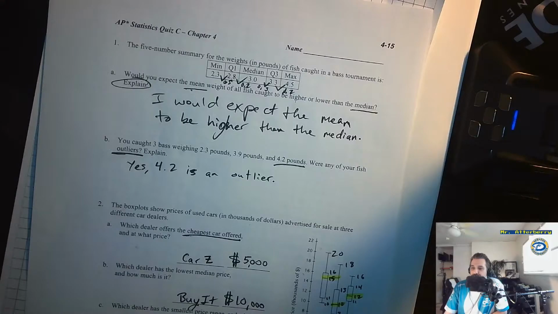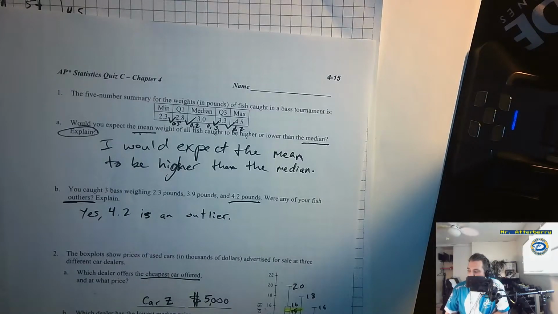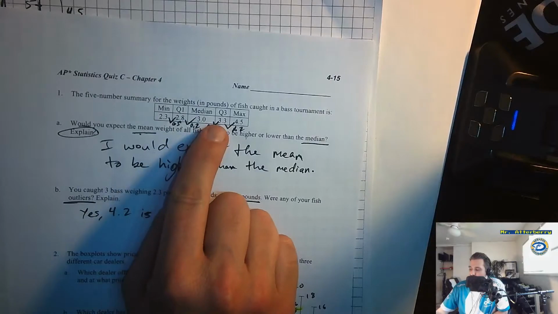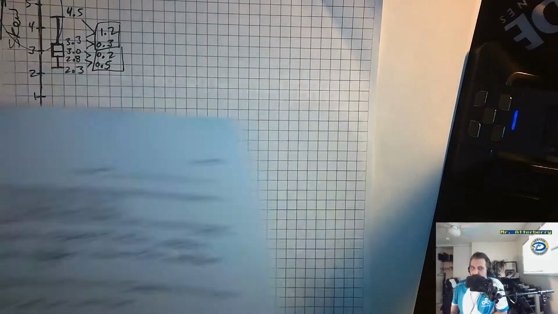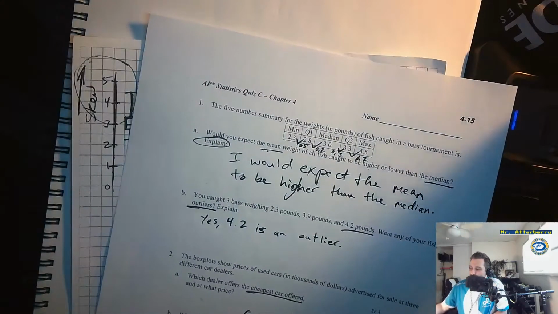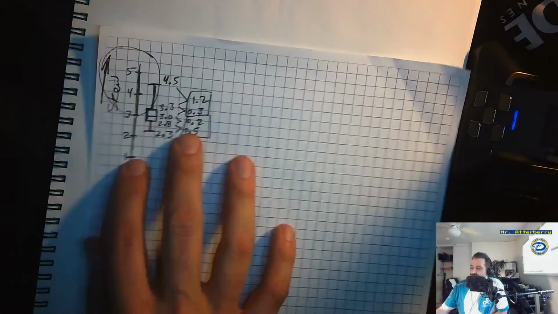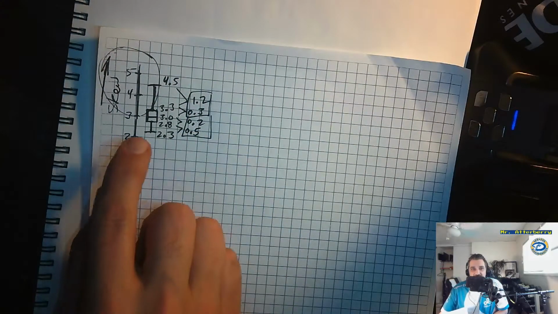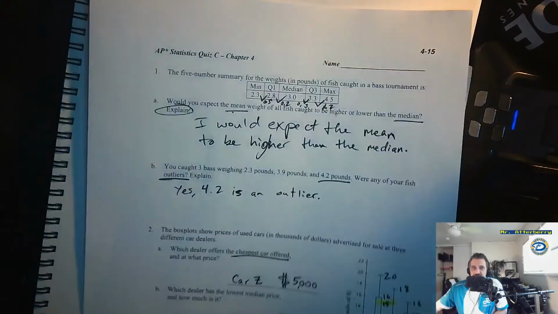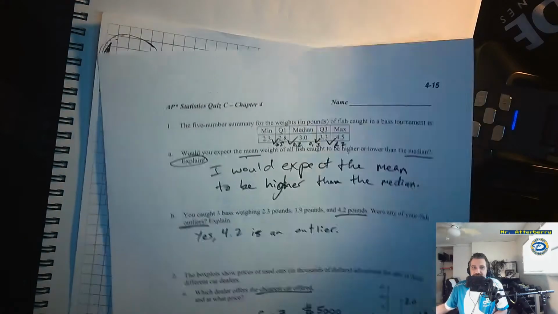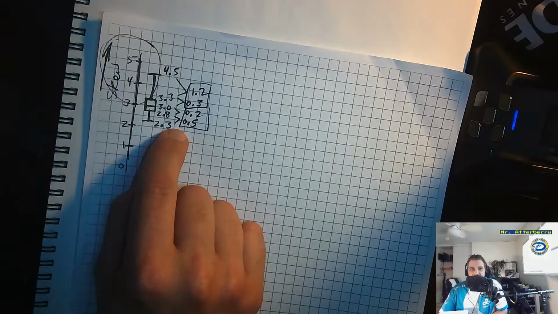So how this is working, we have the 5-number summary for the weights in pounds of fish caught in a bass tournament. There's the minimum, quartile 1, median, quartile 3, and the max. What we're going to do is look at the distance between those points, and it's good to visualize it. Put that 5-number summary into a box and whisker plot, or a box plot. Those points, 2.3, 2.8, 3.0, 3.3, and 4.5, were just what was given to us, minimum to the maximum. So I put them onto a graph.